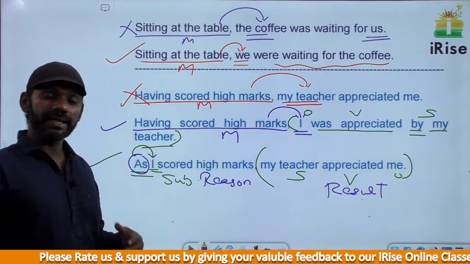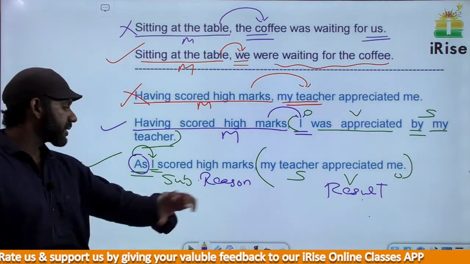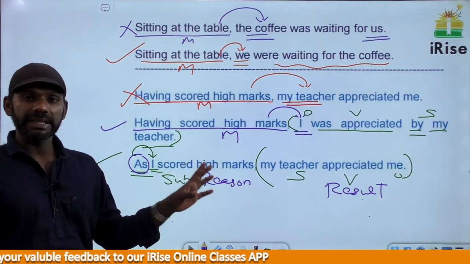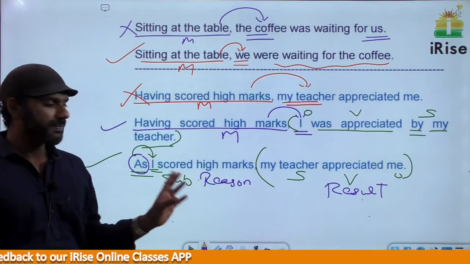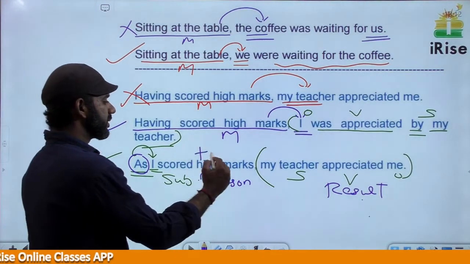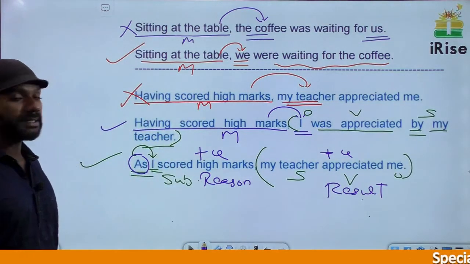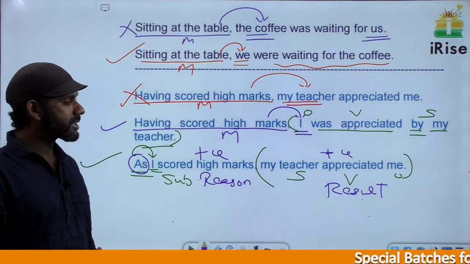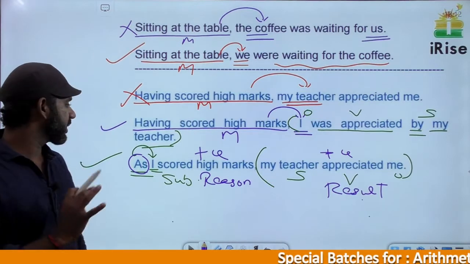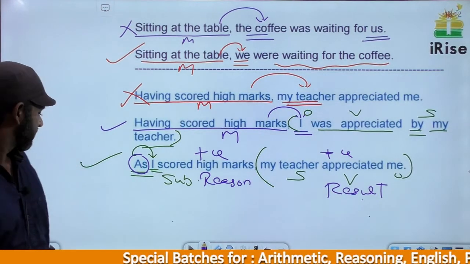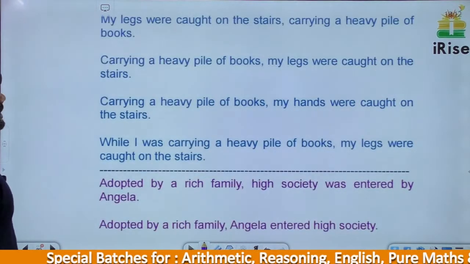If I ask you, why did my teacher appreciate me? The reason is I scored high marks. So I scored high marks is the reason. My teacher appreciated me is the result. The reason here is positive. The result is also positive. The concept of cause and effect indicators is completely fine. Connecting a positive reason and a positive result, that is also fine. Grammatically correct. Makes sense. Getting it? The next one.